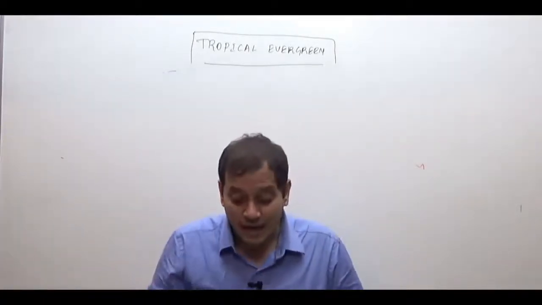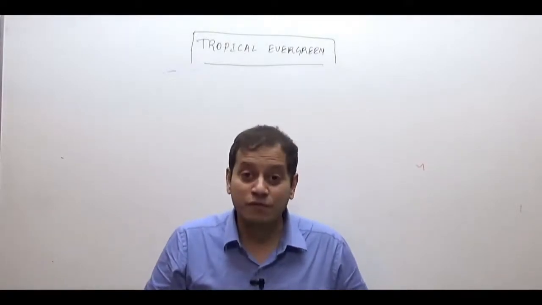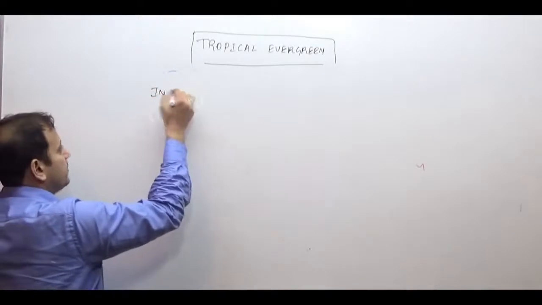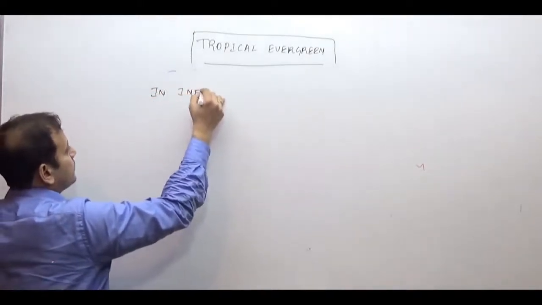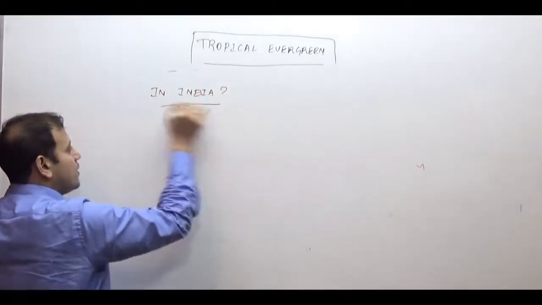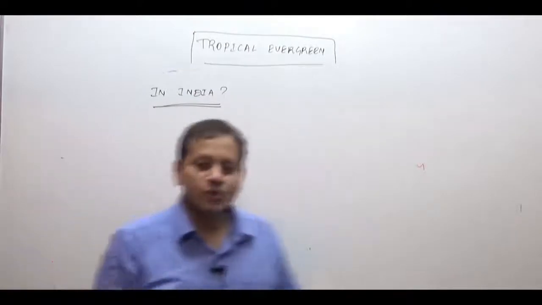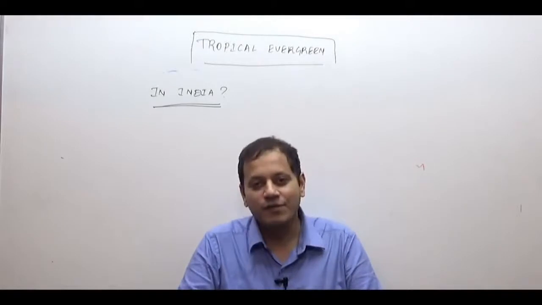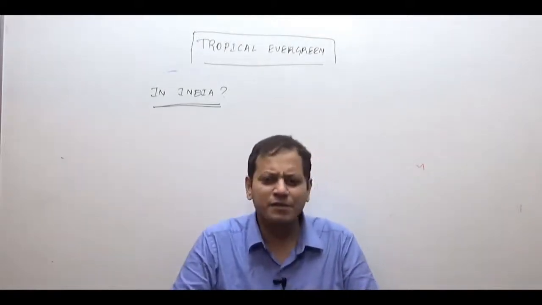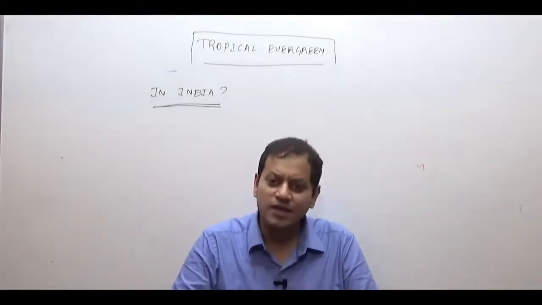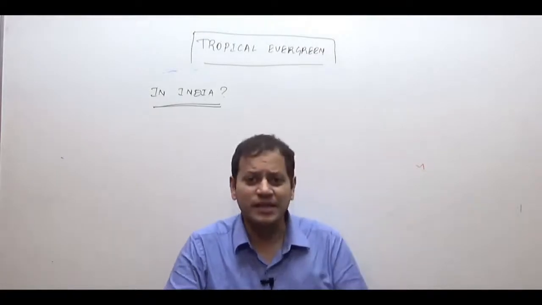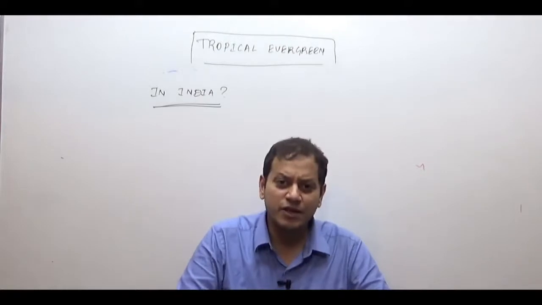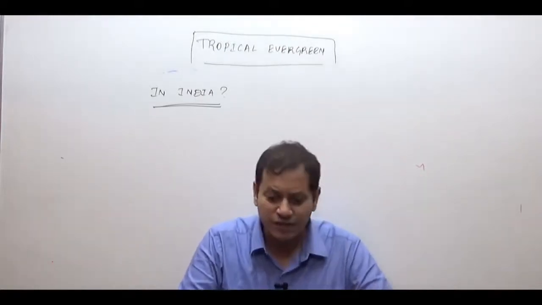Now in India, where are these forests found? To answer this question, you just have to open the map of rainfall in India. We have done it. I have given you the page in the NCERT. So open that map and you will see the heavy rainfall, that is, greater than 250 centimeters of average annual rainfall, occurs on the western side of the Western Ghats.